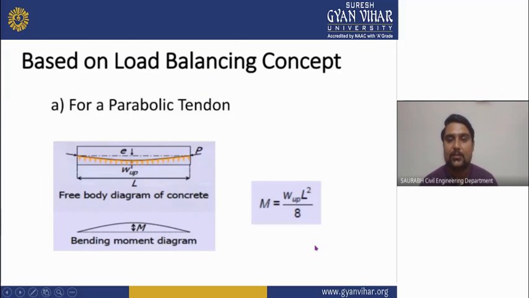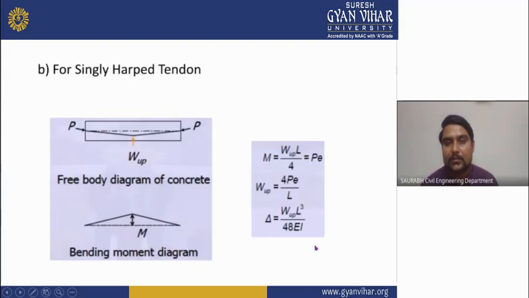Based on the tendon load balance concept, the first one is for a parabolic tendon, which shows the free body diagram of the concrete, and the second one is the bending moment diagram. And here M will be equal to w u L square upon 8.